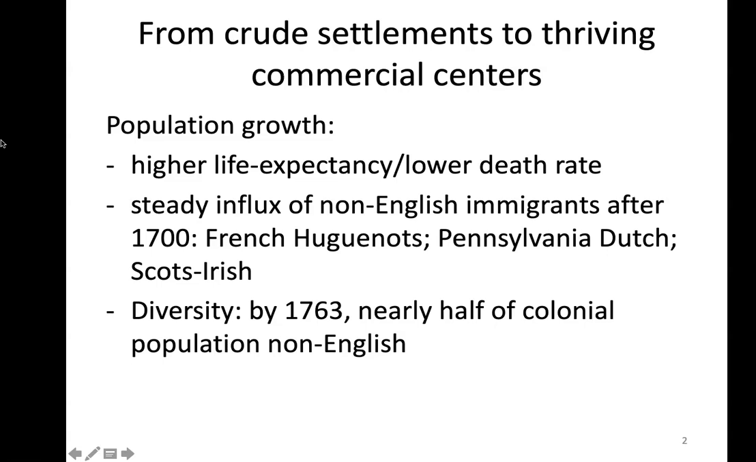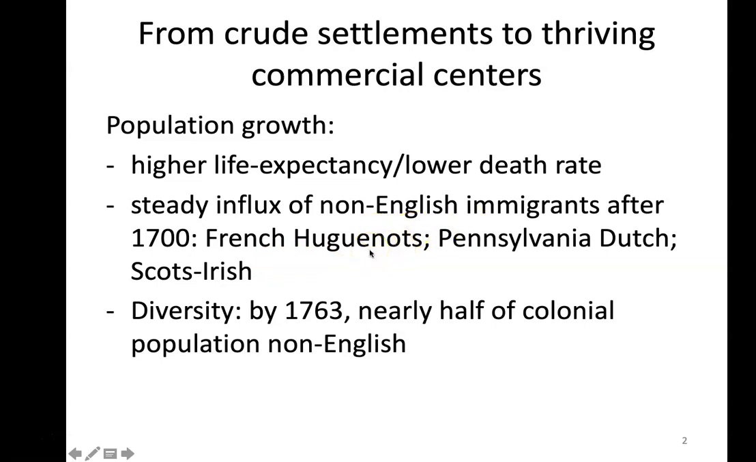In fact, it's important to note this, as indicated in the slide, nearly half of the colonial population by 1763 would not be English, even though they were all the English colonies. So notice that we've been diverse from the very beginning. This history of ours, the American history, has been marked by ethnic, religious, racial diversity from the formative stages of our history, interestingly enough. Now, as some examples of non-English immigrants, we see the French Huguenots.